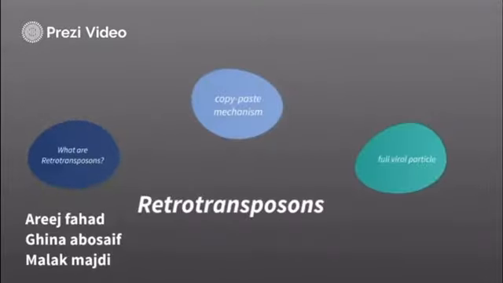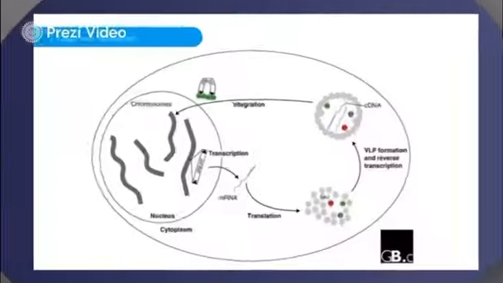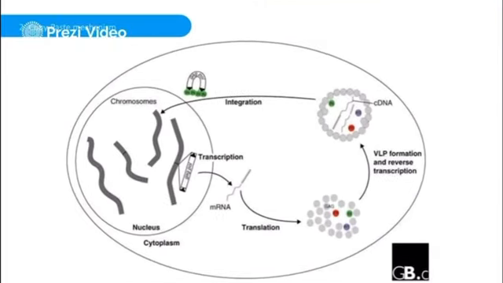I will speak about the life cycle of LTR retrotransposons. This mechanism is called copy and paste. Within the nucleus, the transposable element gets transcribed by RNA polymerase, and the messenger RNA that is formed inside the nucleus is translocated into the cytoplasm.